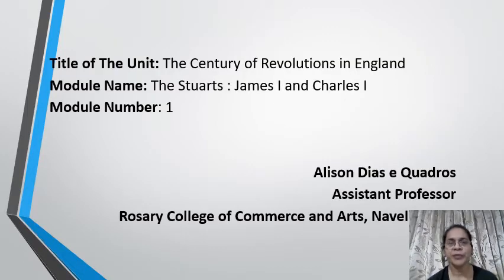So your first unit is the century of revolutions in England. And the subtopic under this that we will start with today is the Stuarts, James I and Charles I. They are called the early Stuarts.